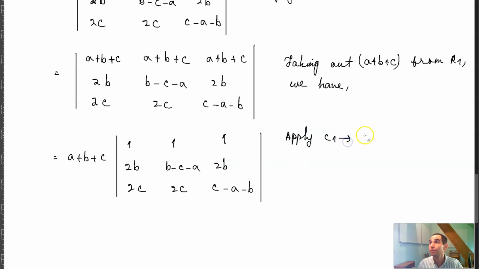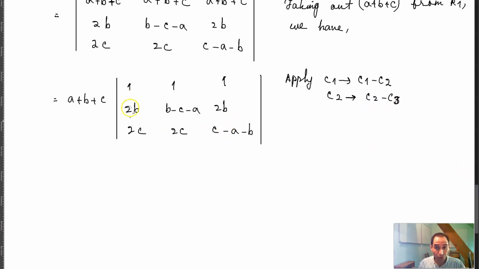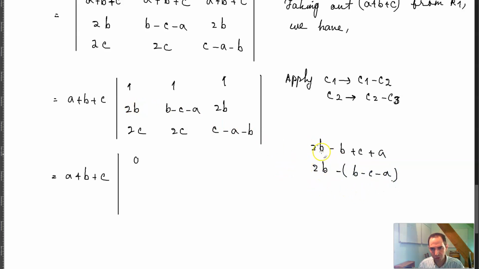If you apply column 1 gives column 1 minus column 2, and column 2 gives column 2 minus column 3, we will have A plus B plus C times column 1 minus column 2. 1 minus 1 is equal to 0, and 2B minus B plus C plus A. So you have to write it as 2B minus B minus C minus A, and that becomes 2B minus B plus C plus A. That becomes basically 2B minus B is equal to B plus A plus C, which is the same thing as A plus B plus C.